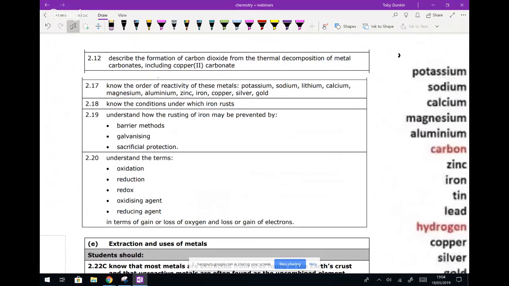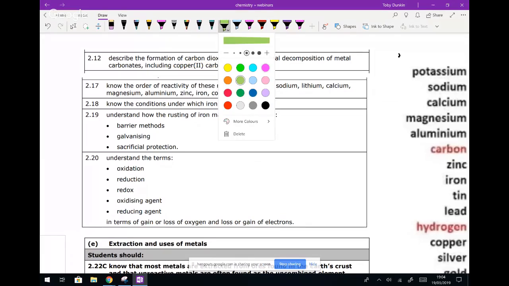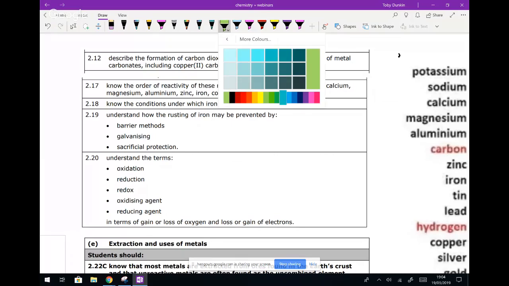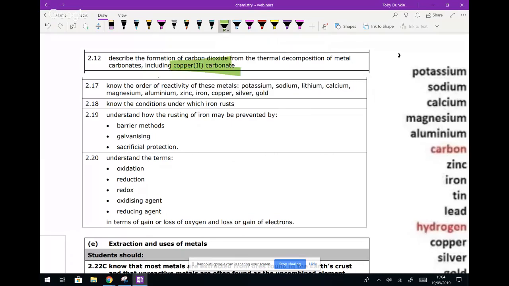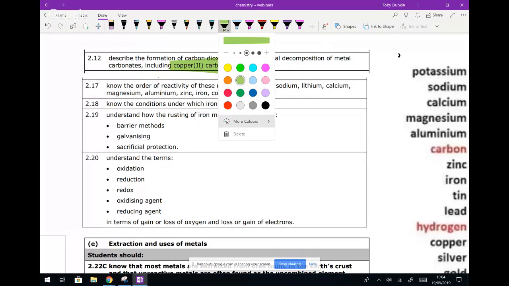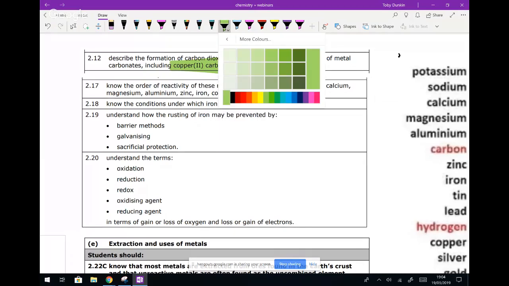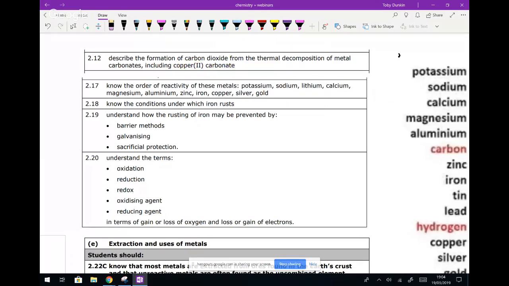The first one is describing the formation of carbon dioxide through the thermal decomposition of metal carbonates. And they specifically give an example of copper 2 carbonate. Shouldn't really be highlighting that in green. What I should be doing is highlighting that in blue-green. Always nice to be able to attach our colors. There's our blue-green or turquoise. That really wasn't the color I was going for. Let's try that again. Let's go for that one. Oh, it's wanting me to select it. There you go. Let's see if that works. So we've got copper carbonate, which starts off at a blue-green.